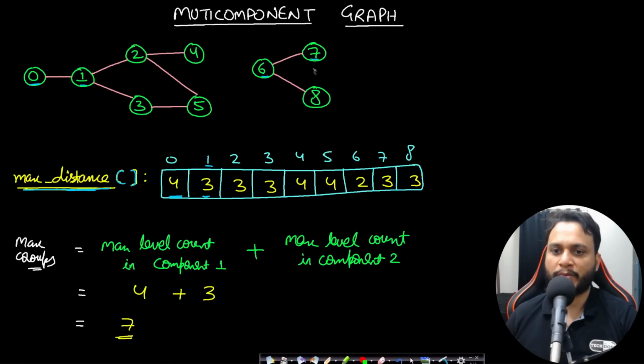Now we have a second component: 6, 7, 8. If you find the number of levels from 6, this is level 1 and this is level 2. So 2 levels, so 2 groups. For 7 we have 3 levels, 1, 2 and 3. 3 levels, so we have 3 groups. For 8 we have 3 groups, 1, 2 and 3. 3 levels, so we have 3 groups.